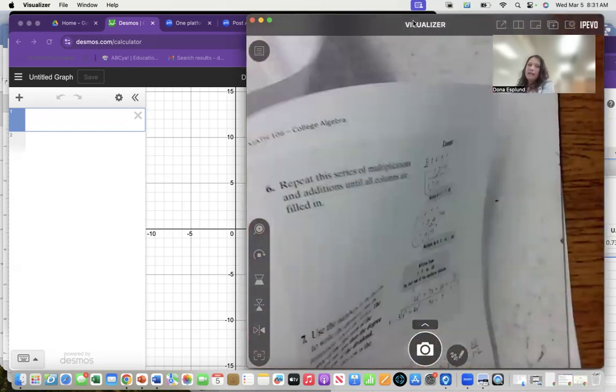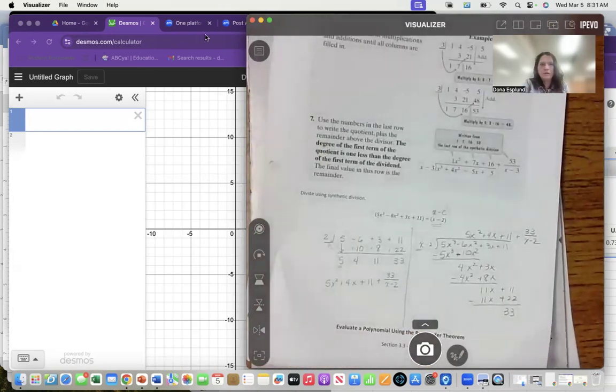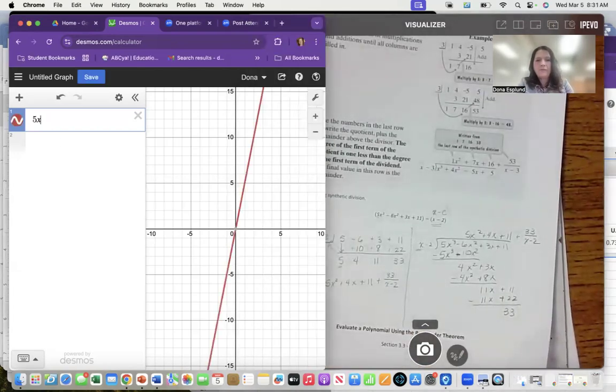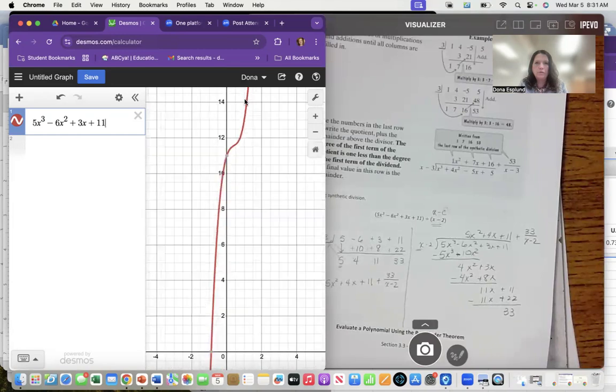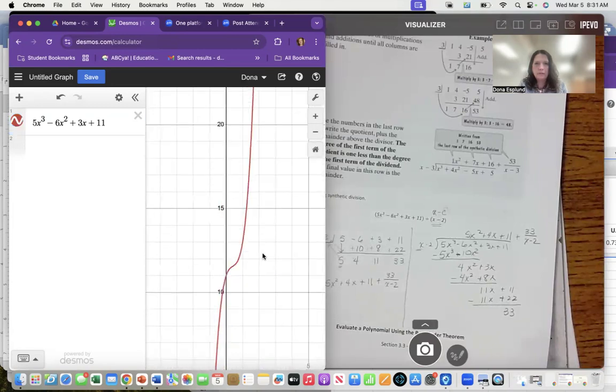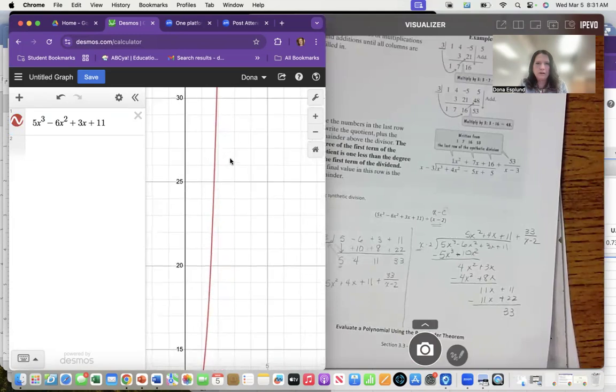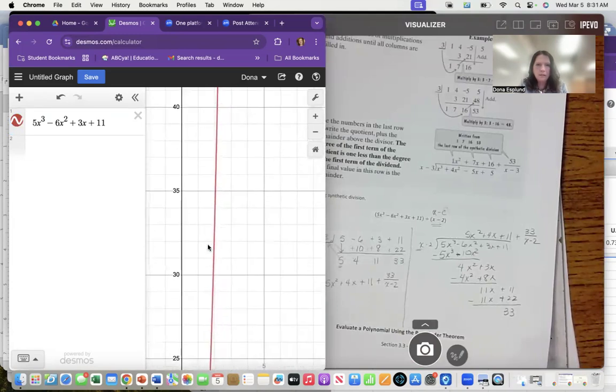So if I were to plug in, I'm just going to quickly do my Desmos. I have 5x to the third, and then I'm going to go minus 6x squared plus 3x plus 11. Okay, that was my function that I had earlier. And I wanted to know what happens when x is equal to 2. So if I were to scroll down here, when x is equal to 2, I need to have the point 33. So if I keep going up here like this, I'm going to get really close.